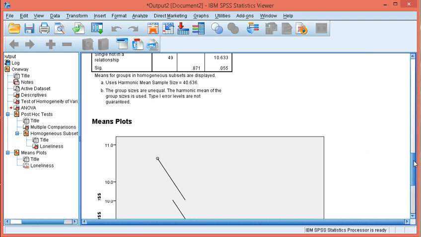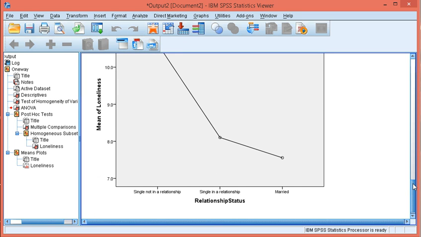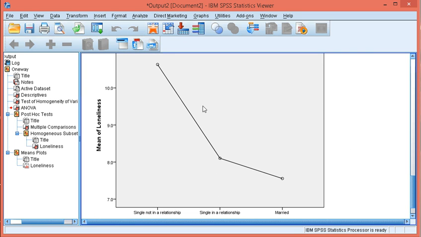Okay, so that's it. To summarize, one's relationship status can predict one's loneliness, and more specifically, it seems that those who are single, not in a relationship, are significantly more lonely than those who are single in a relationship and married. However, the level of loneliness of those who are single in a relationship is not significantly different from the level of loneliness of those who are married.